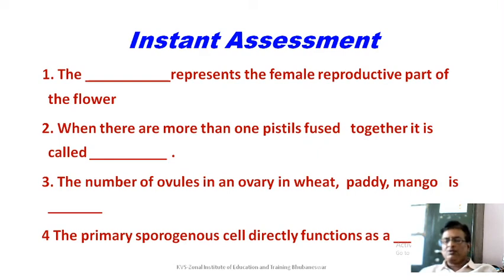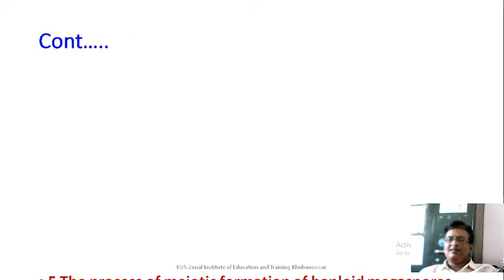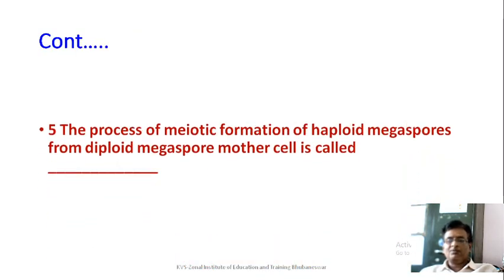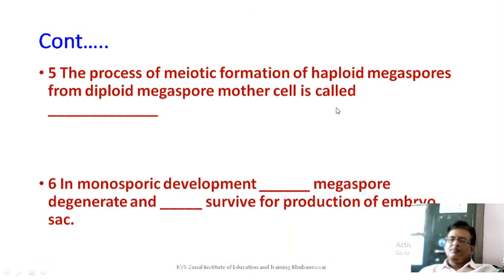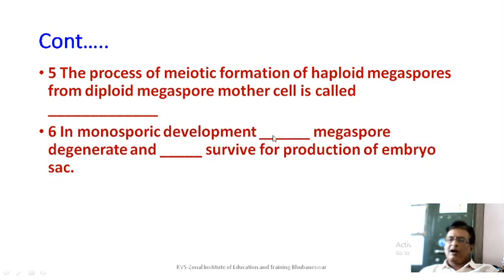The primary sporogenous cell directly functions as the what? You have to tell. The process of meiotic formation of haploid megaspore from diploid megaspore mother cell is called, you have to name the process. In monosporic development, how many megaspores degenerate and how many survive for production of the embryo sac?